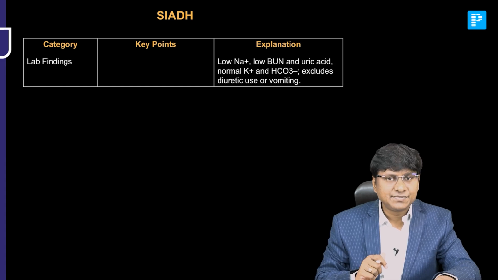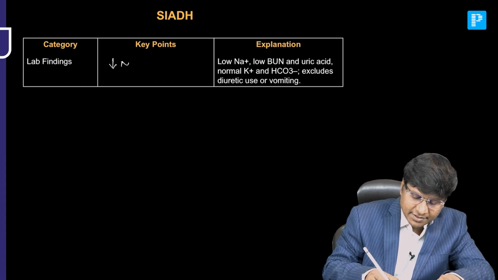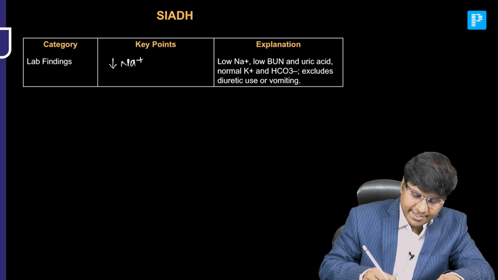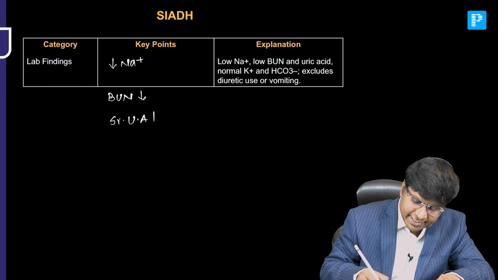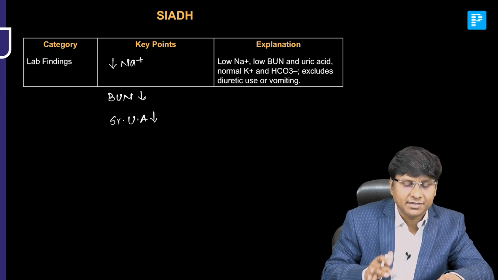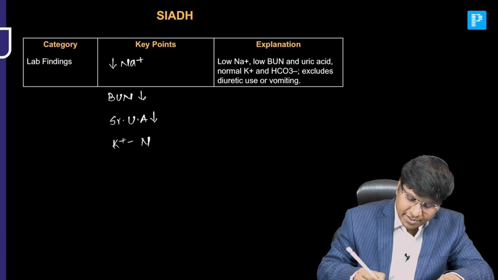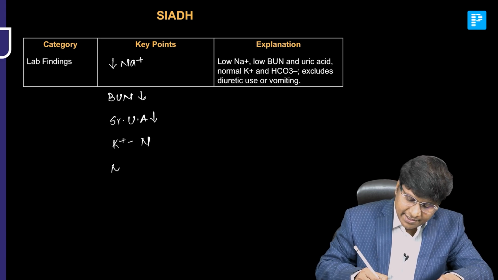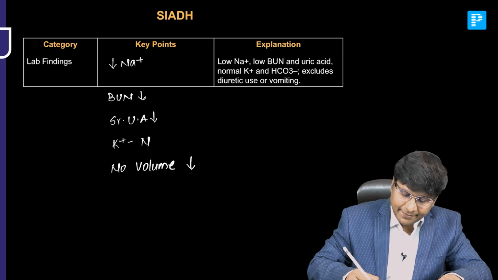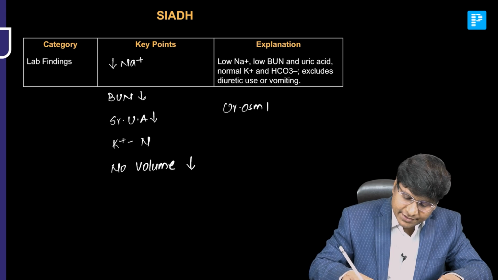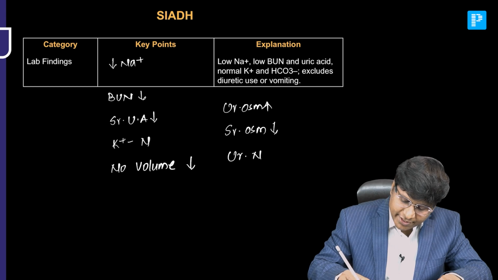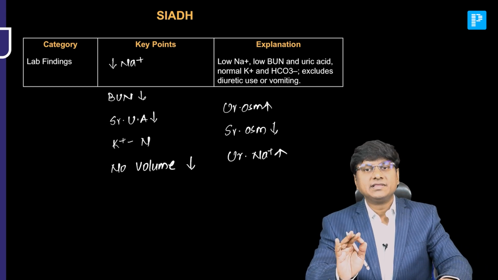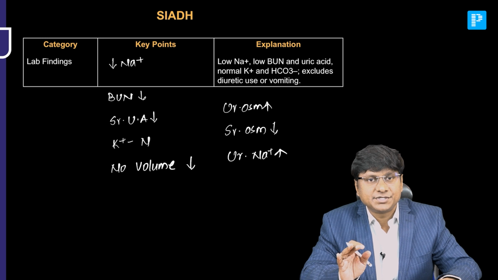So if you take the labs of these patients, you will have the serum sodium reduced, and the blood urea nitrogen is also reduced. And what will happen to the serum uric acid? That is also reduced because of the dilution effect, right? But the potassium levels remain normal because it's an intracellular ion. And in these individuals, there is no volume depletion. Okay. And what will happen to the urine osmolality? That will be increased. And serum osmolality will be decreased. And what will happen to the urine sodium? Urine sodium is increased. So this is about your laboratory findings in patients with SIADH.